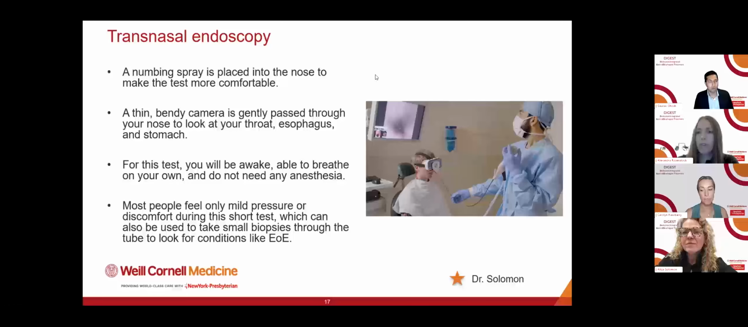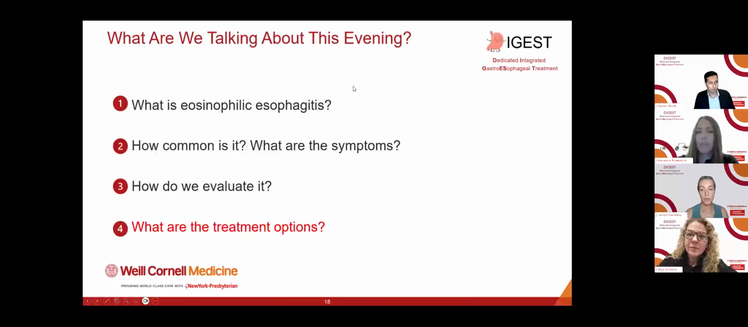Thanks for explaining that. That's a really great alternative for our pediatric patients. So we've evaluated someone and found out that they have this diagnosis of EOE. So how do we go about treating it?